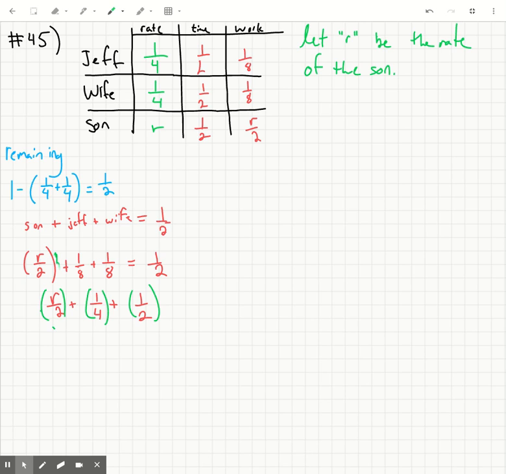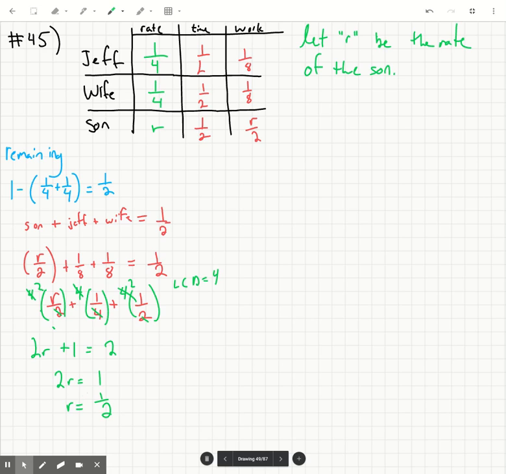Sometimes it's hard to see where I'm writing. Okay, so lowest common denominator equals 4. Let's times everything by 4 and we'll get rid of those fractions. Here we got 2, and here undoes the division, and we've got 2 here. So we've got 2r plus 1 is equal to 2. So 2r is equal to 1, so r is equal to 1/2.